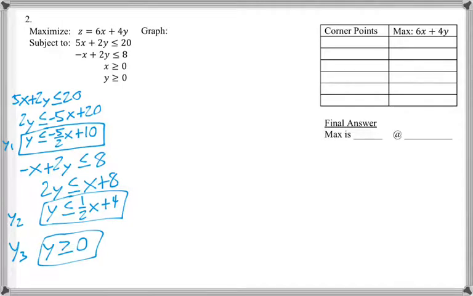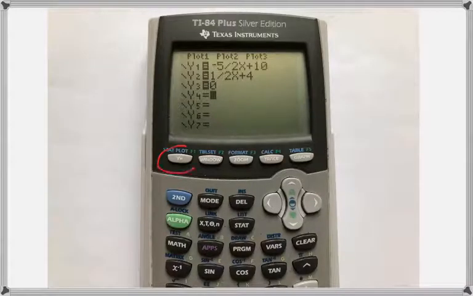So I can't actually graph on the calculator the x is greater than or equal to 0. We have to do that by hand. But the other three I can graph. If I go to the y equals menu on my calculator, in my y1 I can type -5/2 x plus 10. In my y2 I can type 1/2 x plus 4. And in my y3 I can type 0. So these are my three inequalities.